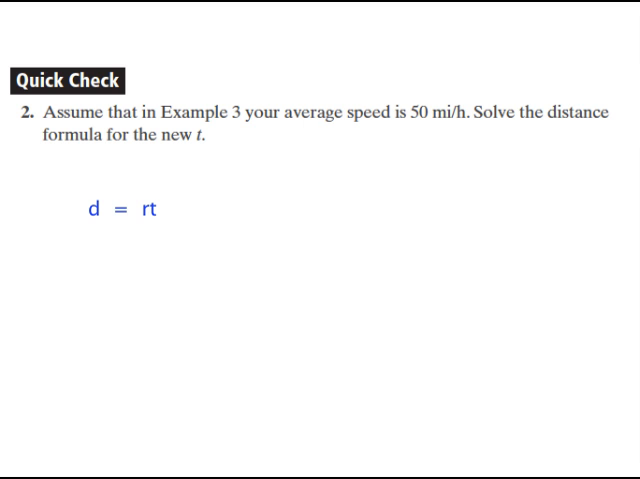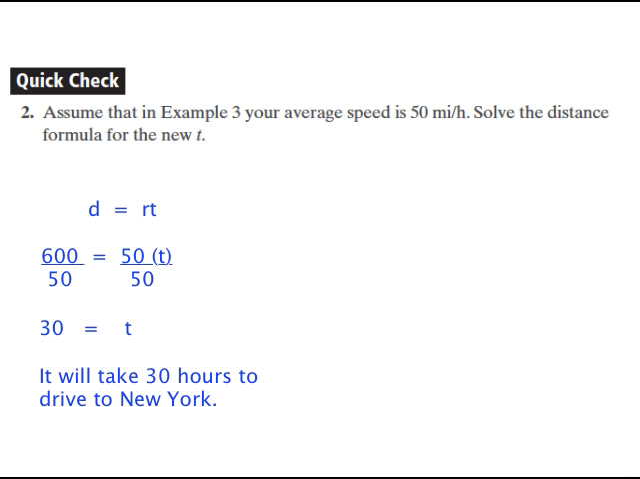Start by using the distance formula on number 2. D equals R times T. We know the distance is still 600. The rate this time is 50. What we don't know is the time. So we're going to divide both sides by 50. 600 divided by 50 is 30. So the time that it will take you to drive to New York at 50 miles per hour is 30 hours.